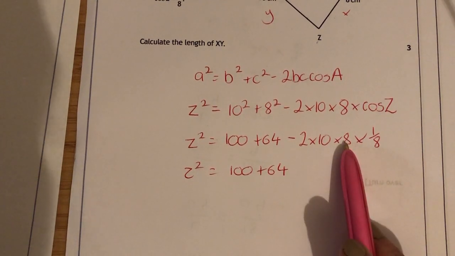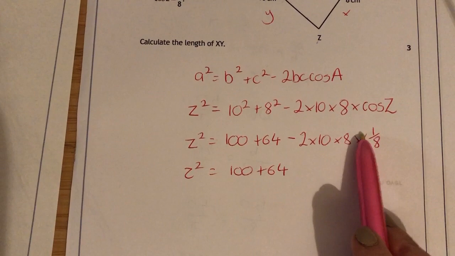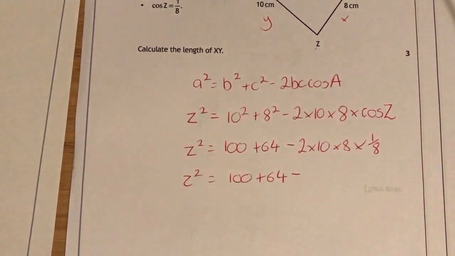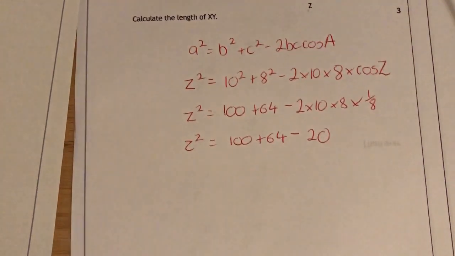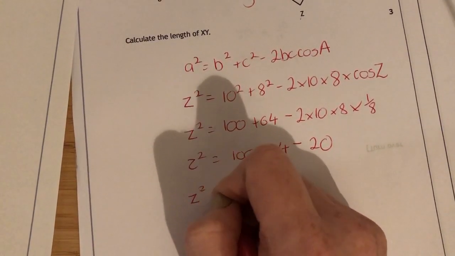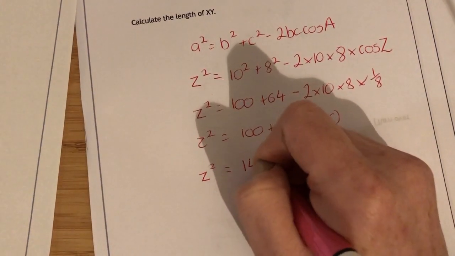1/8 of 8 is 1. 8 divided by 8, 1. So this bit just turns out to be 1. So then it's 2 times 10 times 1. 2 times 10 is 20, multiplied by 1, still 20. And now we're just at the stage where we have Z squared equals 100 plus 64 minus 20, which seems a little bit easier. So Z squared equals 144.